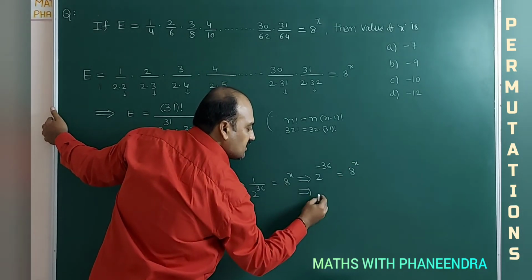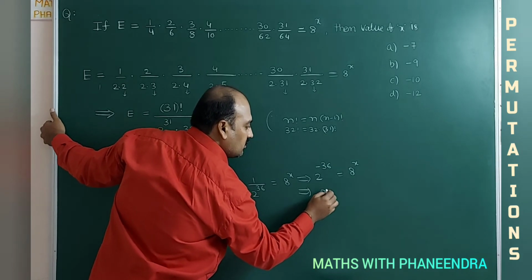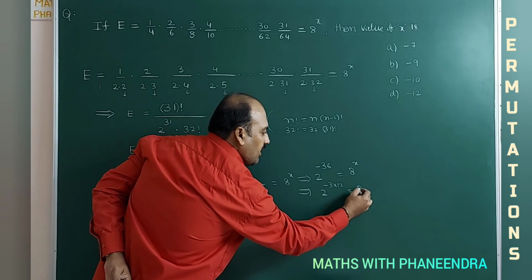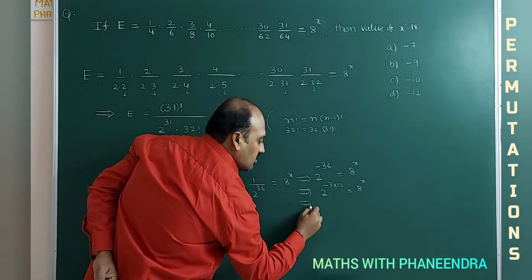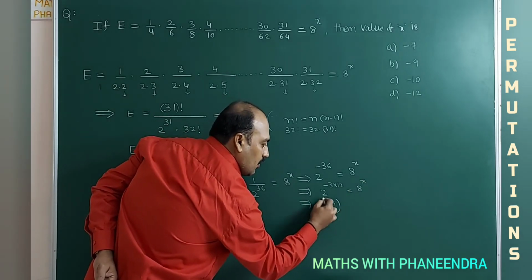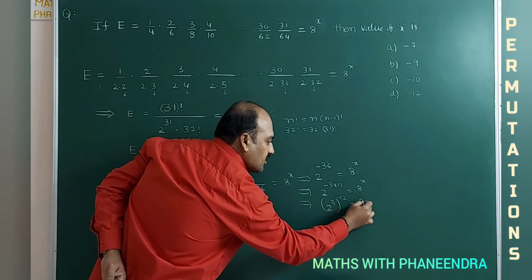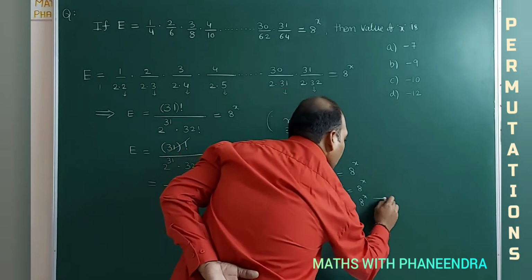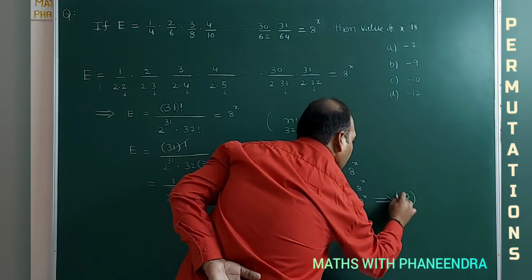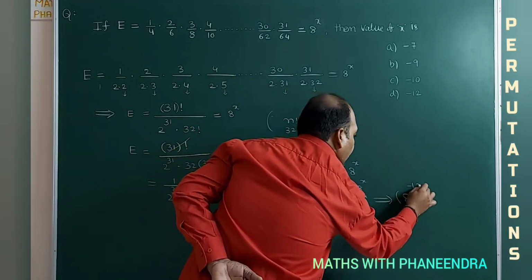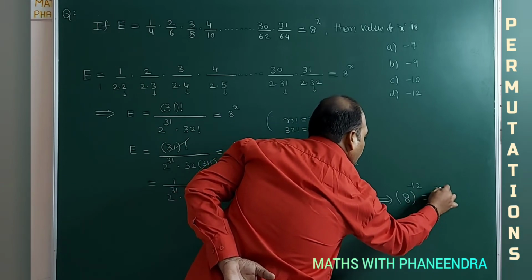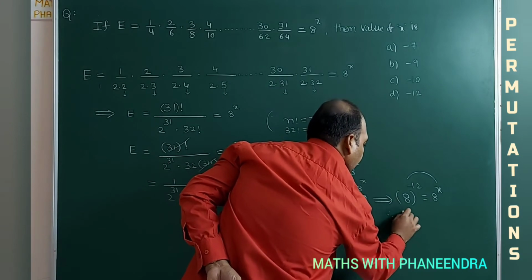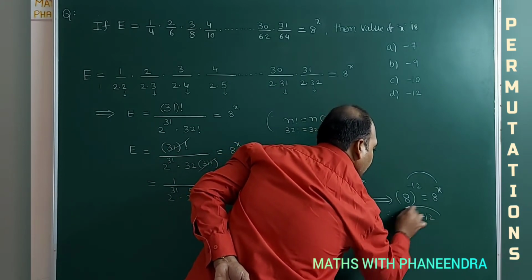2 power minus 36, we can write it as 2 power minus 3 × 12. So (2 power 3) whole power minus 12 equals 8 power x. 2 power 3 means what? 8. So that implies 8 power minus 12 is equal to 8 power x. When the bases are equal, the powers should be equated. Therefore x is equal to minus 12.